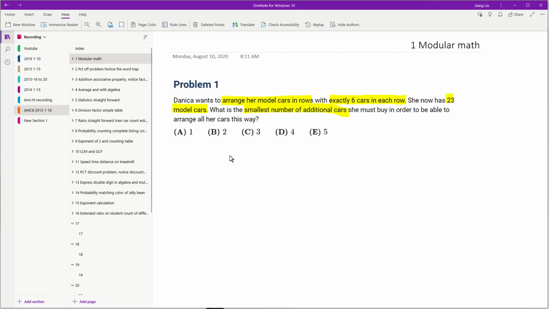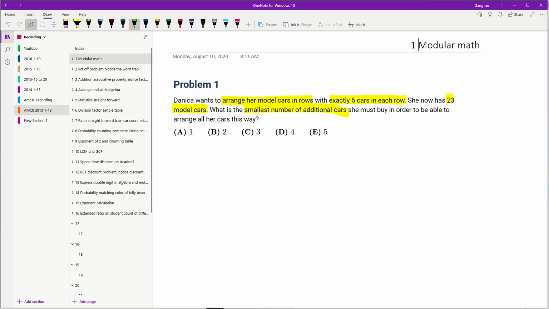2018 AMC8, Problem 1. Danica wants to arrange her model cars in rows with exactly 6 cars in each row. She now has 23 model cars. What is the smallest number of additional cars she must buy in order to be able to arrange all her cars in this way?